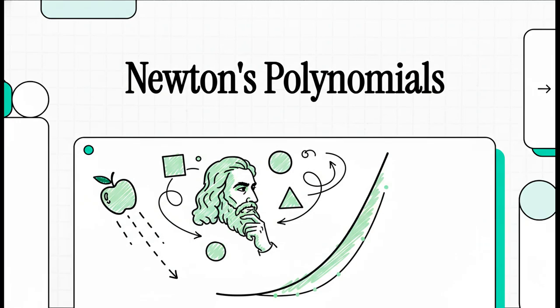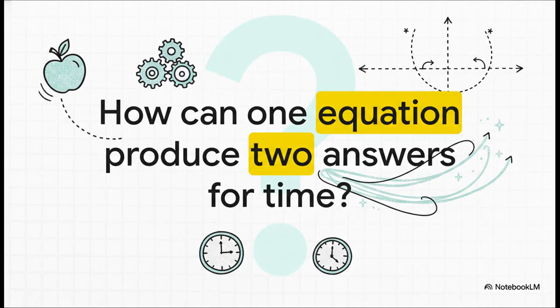Today, we're diving into this really fascinating puzzle that Isaac Newton himself actually stumbled upon. And it all starts with something super simple, a thrown apple. But it ends with this profound mathematical truth that was kind of hiding in plain sight the whole time. So here it is. This is the central mystery we are going to unravel today.